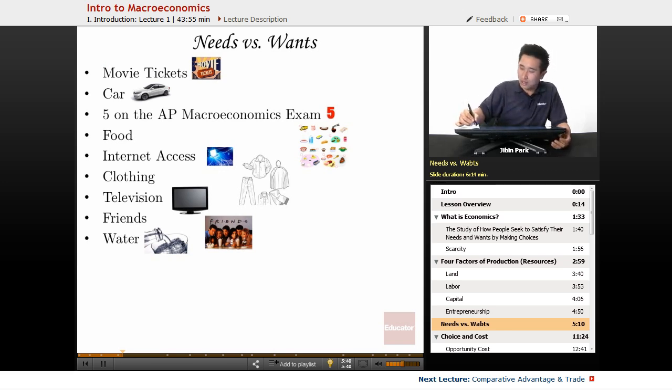Movie tickets. That would be one thing that a lot of high school students might say that they need. Another thing would be a car. A lot of high school seniors, mostly seniors, are the ones taking this AP Econ class. They're driving, so they'll need a car. And again, if you're watching this right now, you're thinking to yourself, I need that 5 on the macroeconomics exam. Absolutely, I'm committed to getting you that 5 on the AP exam. So that's what you need.